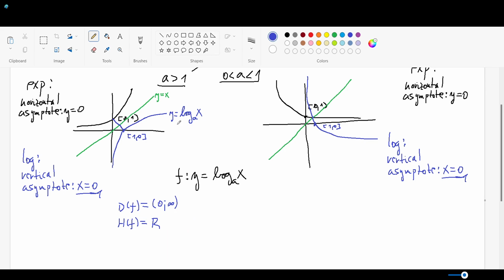Then if a is greater than 1, the function is increasing. If a is between 0 and 1, then the function is decreasing.